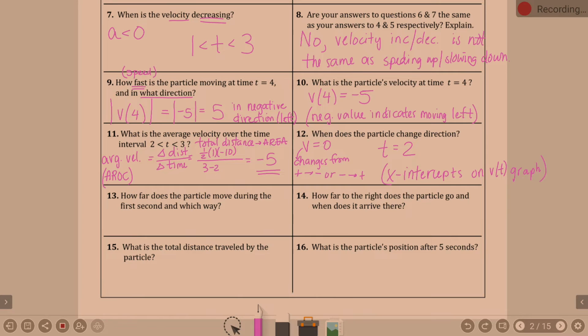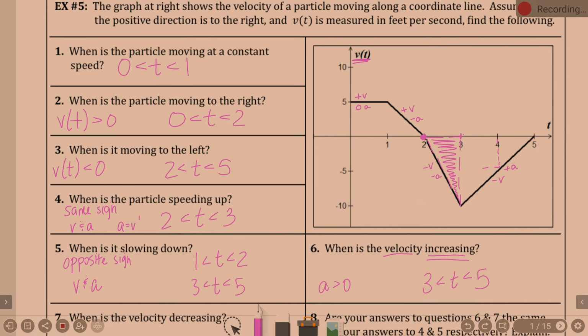Okay, 13 when you're ready. How far does the particle move during the first second, and which way? 5 feet in the positive direction. So first second, we're looking at right there, yes?